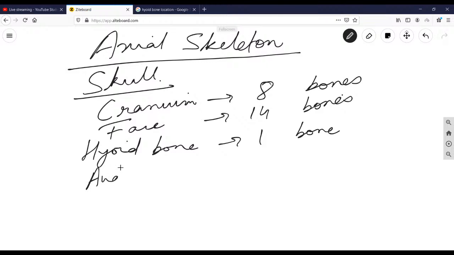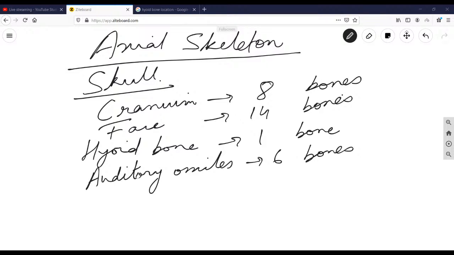Auditory ossicles. We have 6 bones here. Now you will ask me what auditory ossicles are. Auditory means ear. The auditory ossicles are the three smallest bones in the human body: the malleus, the incus, and the stapes. They are paired. We have 2 ears, so they are six in number.